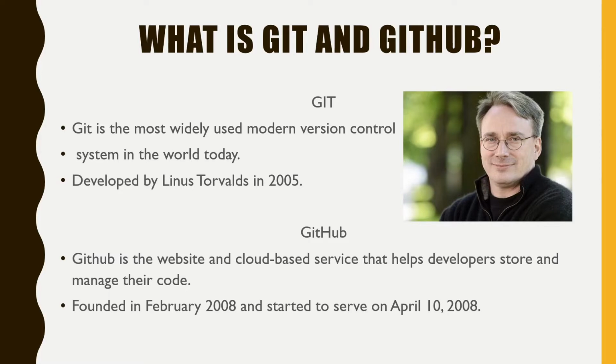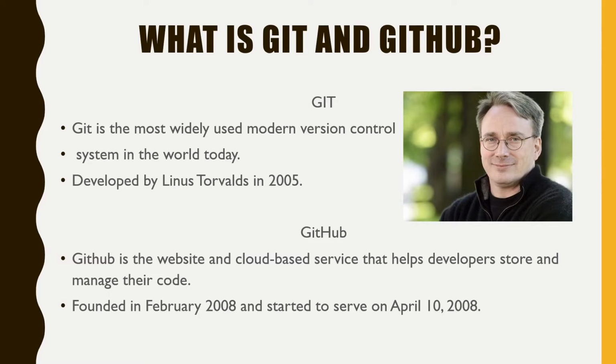Git is the most widely used modern version control system in the world today. It is an actively maintained open source project originally developed in 2005 by Linus Torvalds, who is the creator of the Linux operating system. With the help of Git, programmers who are working on the same project can see the versions of the project they are working on, and they can work together more efficiently and easily because of features like pull requests or forking, etc.